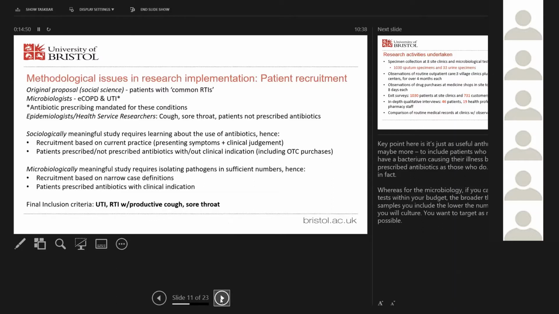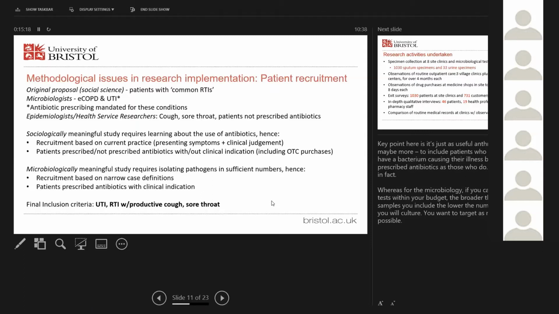Secondly, there are the methodological issues. So to return to our study, I want to use the example of patient recruitment to illustrate how problematic it becomes when you're trying to square what different disciplines want to do in a study. So in our original proposal, we wanted to recruit patients with, quote, common respiratory tract infections, or RTIs.